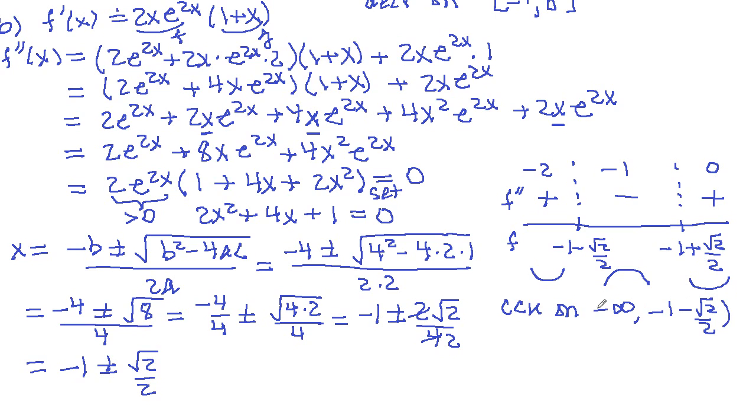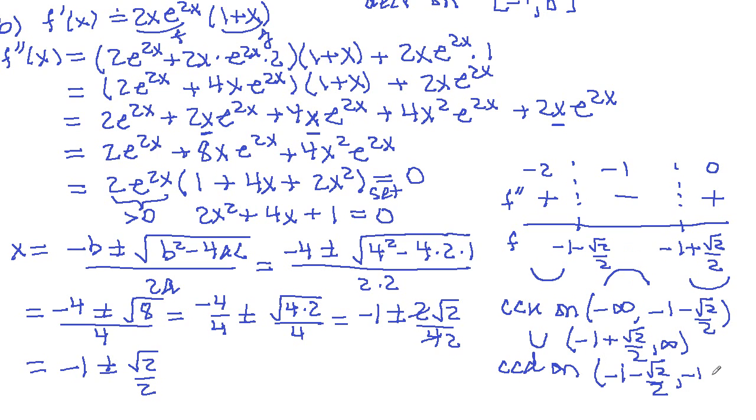And then remember with concavity, you don't include the endpoints. And then union, negative 1 plus root 2 over 2 up to infinity. So that's this interval and this one. And then we are concave down on the interval in the middle. So negative 1 minus root 2 over 2 to negative 1 plus root 2 over 2.